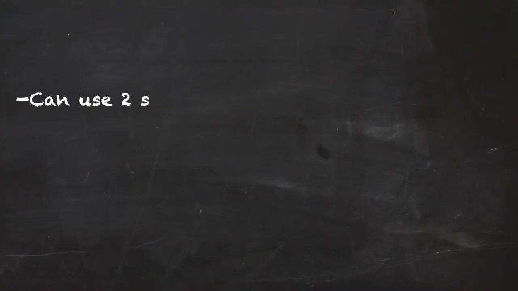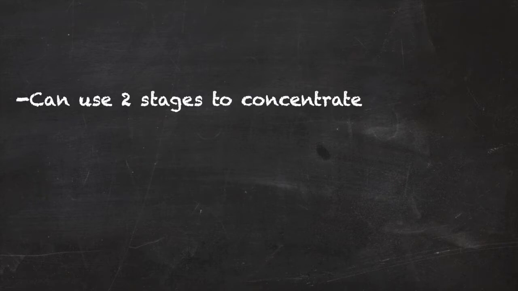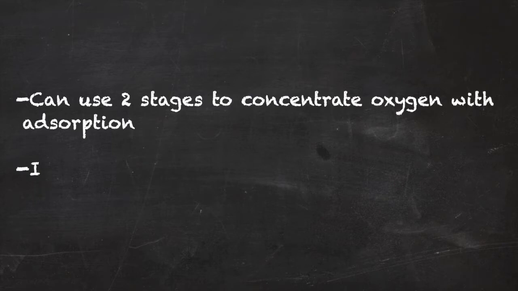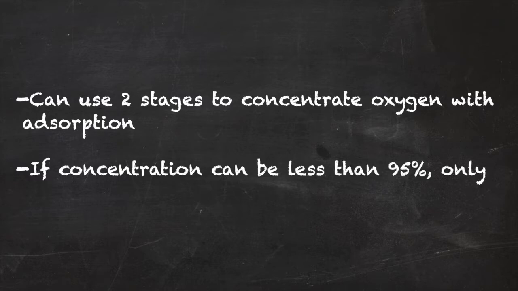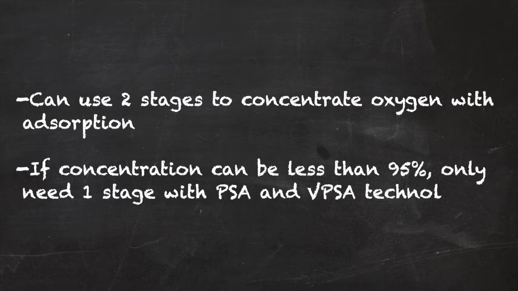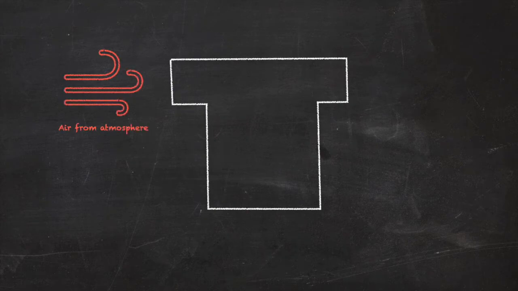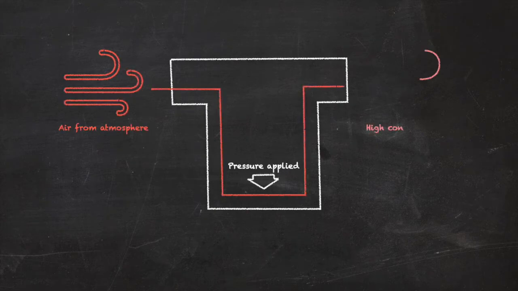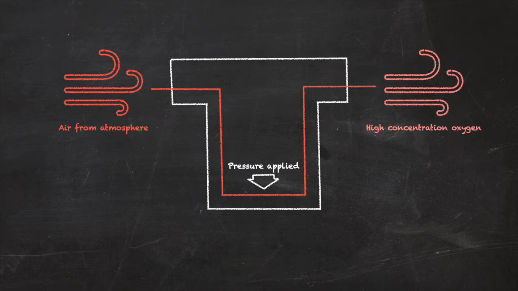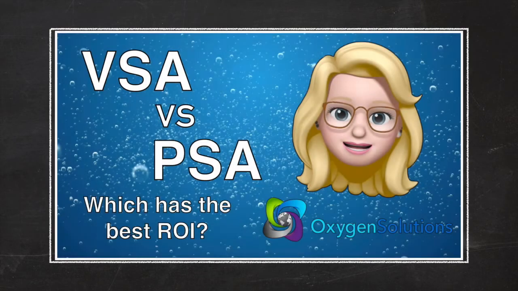There could be up to 2 stages in the process of concentrating oxygen using adsorption technologies. However, when the oxygen purity required is less than 95%, using a 1-stage vacuum pressure swing adsorption or pressure swing adsorption process is enough to achieve the separation. In both pressure swing adsorption and vacuum pressure swing adsorption, a single-stage process will result in the inflow air being pressurized once, and the output will be a higher amount of concentrated oxygen. Check out our other video linked below to learn more about the oxygen concentration process using both these methods.